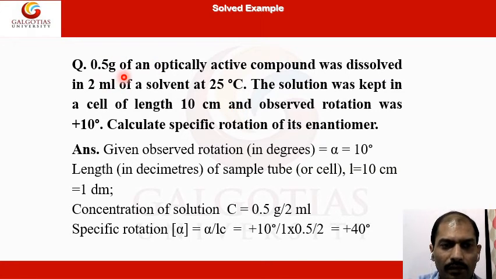Here the example is: 0.5 gram of an optically active compound was dissolved in 2 ml of solvent at 25 degrees Celsius. The solution was kept in a cell of 10 centimeters, and the observed rotation was plus 10 degrees. Calculate the specific rotation of its enantiomer. Such problems you can easily calculate once you know the meaning of optical rotation and the specific terms we have discussed so far. Here the observed rotation alpha is given as 10 degrees.